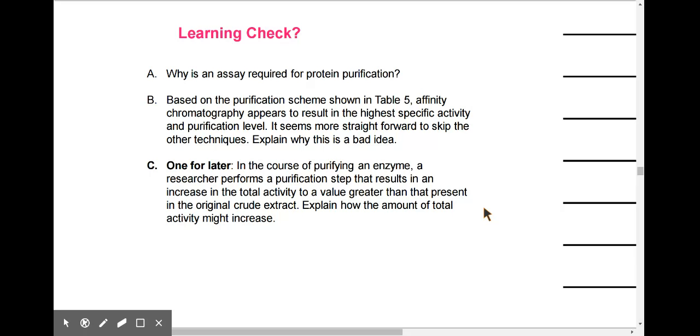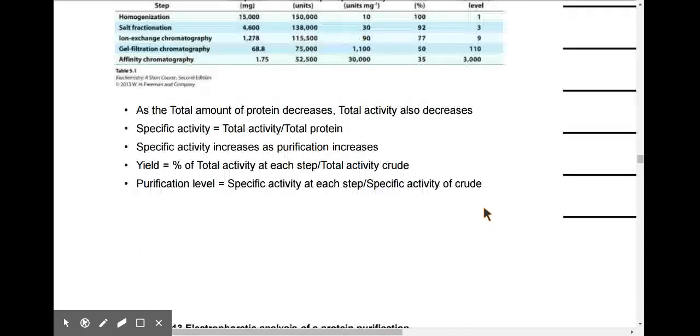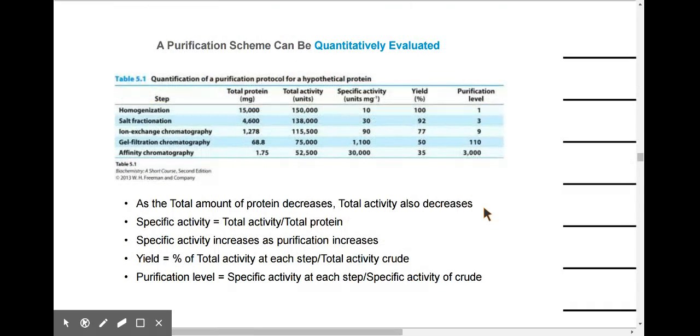Affinity chromatography appears to result in the highest specific activity and purification level, so doesn't it seem more straightforward to just dump the rest of them? Can't we just go straight to it? So there's the gel, the affinity chromatography, there's our protein, completely in red. And here's our purification scheme quantitatively. Why don't we just look at this? This is great right here. Why don't we just skip all this stuff and just do this technique, affinity chromatography, pour our homogenate on an affinity column, purify it?